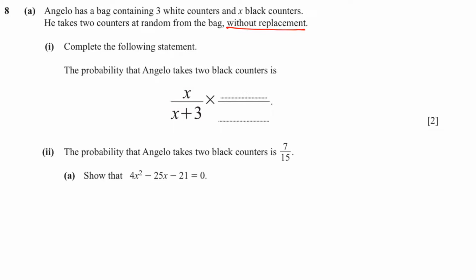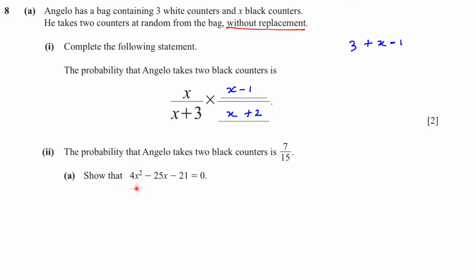The same thing we are going to do: he had x counters. He removed one. He did not keep it back. So he has x minus 1. In the total also, he had the 3 white counters plus the x black counters. He removes one black counter and does not keep it back, so the new total is going to be x plus 3 minus 1, x plus 2. The probability that Angelo takes 2 black counters is 7 over 15.